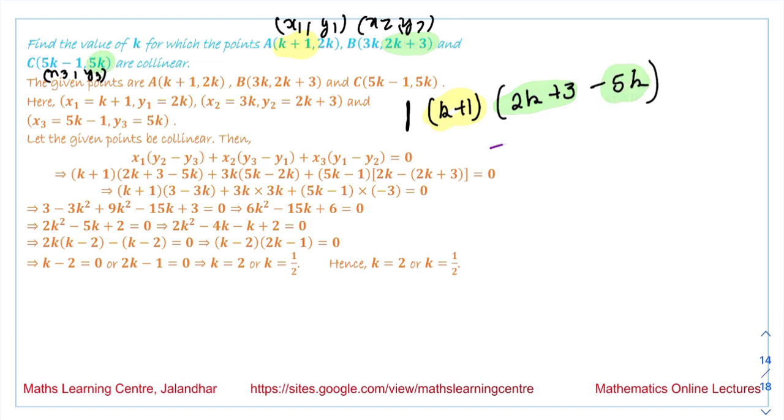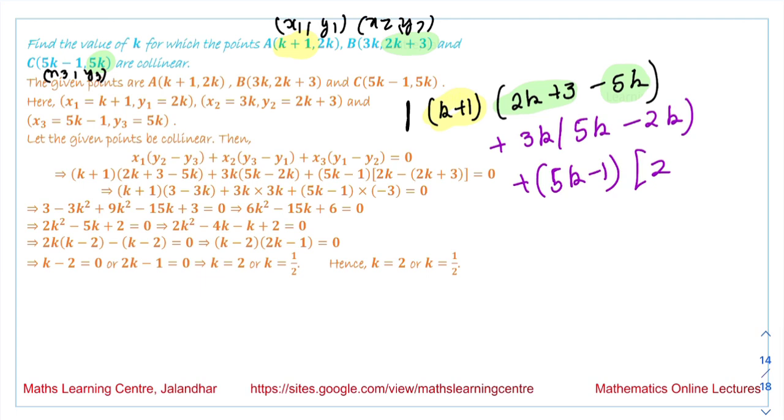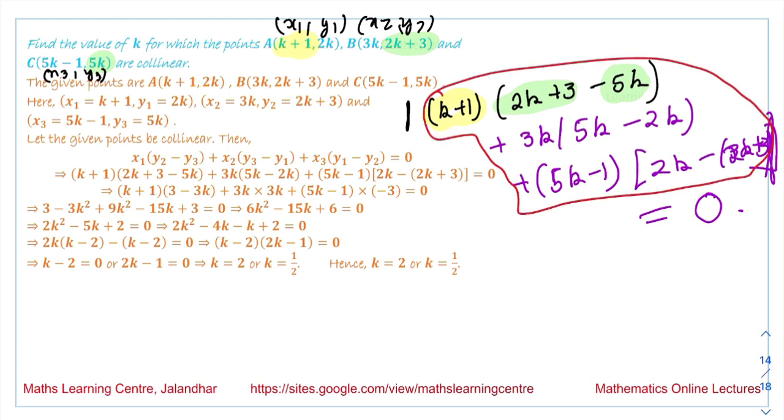Similarly, the next value we will have is plus 3k into (5k minus (2k plus 3)), plus (5k minus 1) into (2k plus 3), and this total area should be equal to 0. This whole area should be equal to 0. Now on solving these values, we get 6k square minus 15k plus 6 is equal to 0.